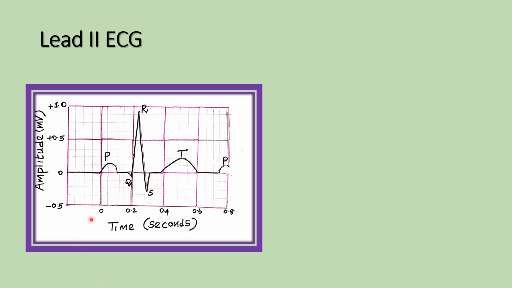In the ECG, the x-axis depicts the time in seconds, and the y-axis depicts the amplitude. It is the large square. The large square duration is 0.2 second. Amplitude is 0.5 millivolts. Duration of the small square is 0.04 second. Amplitude of one small square is 0.1 millivolts. You have to remember this point.